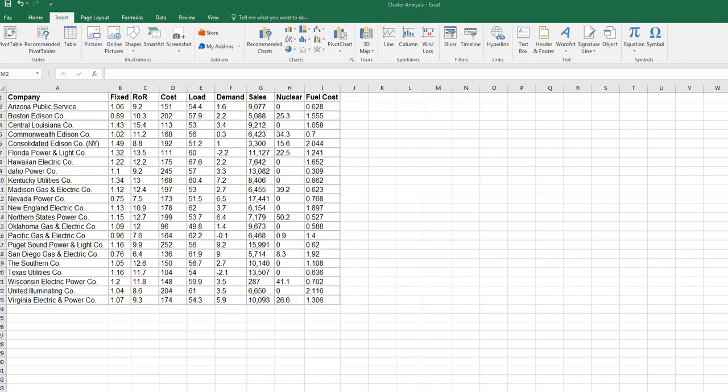Clustering analysis has a bunch of applications. It is used to form groups or clusters of similar observations based on several measurements made on these observations. What you see in front of you is the data for 22 utility companies, and the measurements of these utility companies are given in the columns here. We have 8 attributes that have been measured for each of these 22 utility companies.